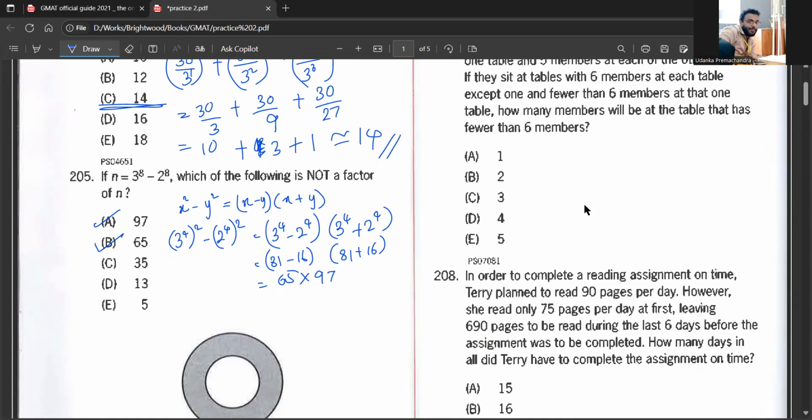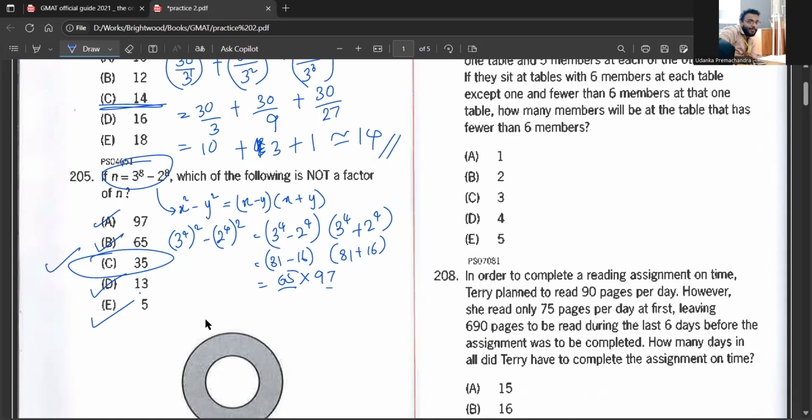Now think: is 35 a factor of 65 or 97? No. 13 can be taken for 65, yes. 5 is also a factor of 65, yes. But 35 is not a factor of these two values. So you can take that one as the answer.